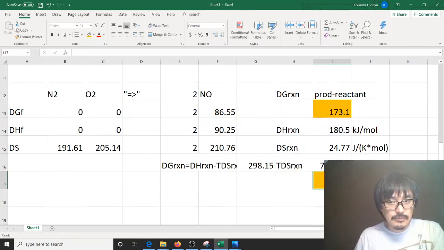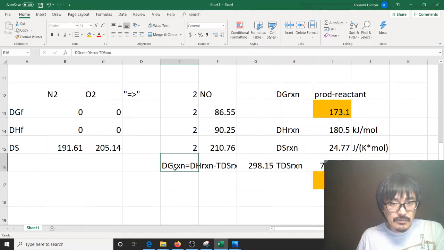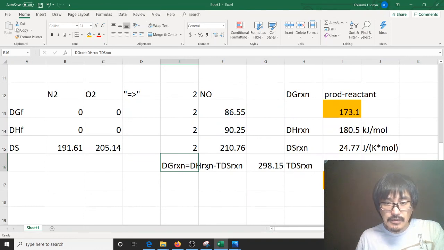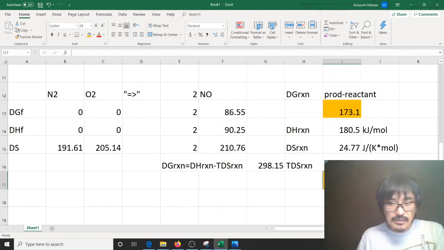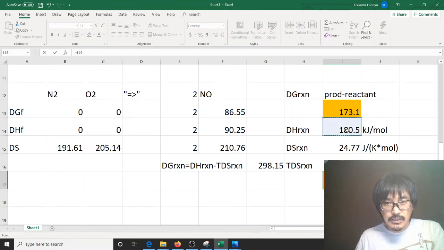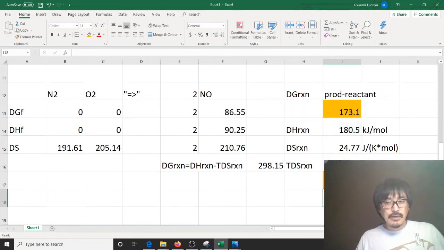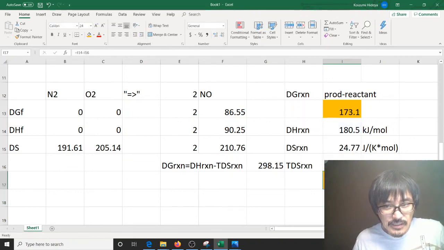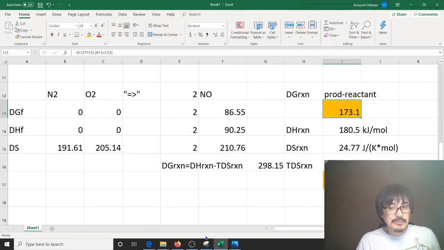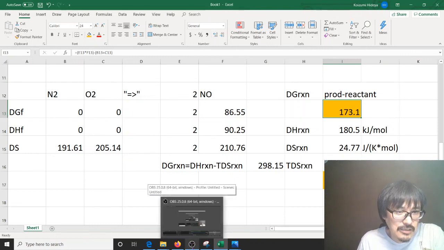Okay, so the delta G of reaction is delta H of reaction minus T delta S. So I get that. Notice that this value right here is pretty much the same as the delta G of reaction. So you don't really have to have the delta G values. As long as you get the delta H and the delta S, you can actually get the same information out of that. So that's question number 20.